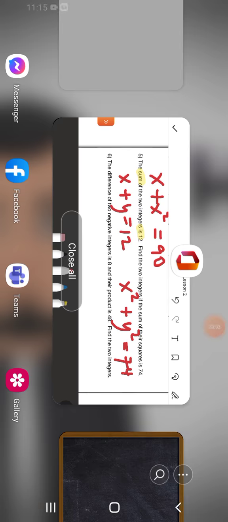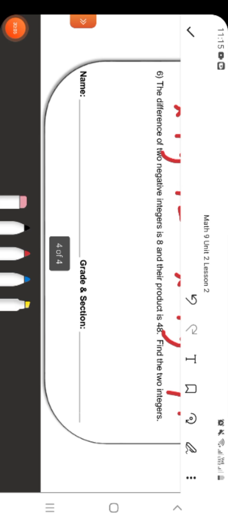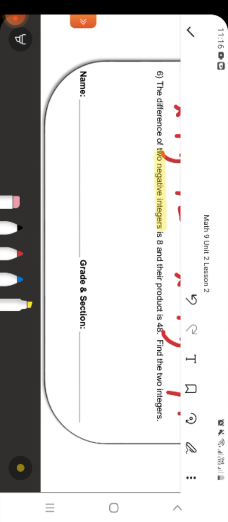Now, for the last item, the problem reads: the difference of two negative integers is 8 and the product is 48. Find the two integers. Take note that the numbers we're looking for are two negative integers, wherein their difference is equal to 8 and their product is equal to positive 48. Makes sense because if you multiply two negative numbers, you will get a positive answer.